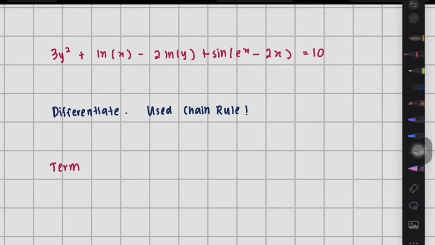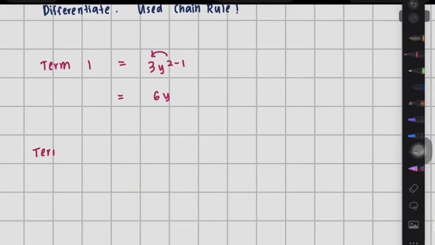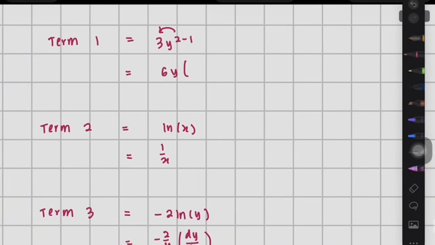Okay, for term 1, 3y squared. Differentiate y squared, it will become 6y. Alright, term 2, ln x will become 1 over x because it's just a standard x. Term 3, negative 2 ln y equals negative 2y multiplied with dy dx. Don't forget that when there is a y term, we must multiply with dy dx.